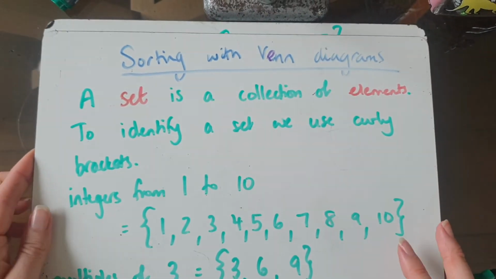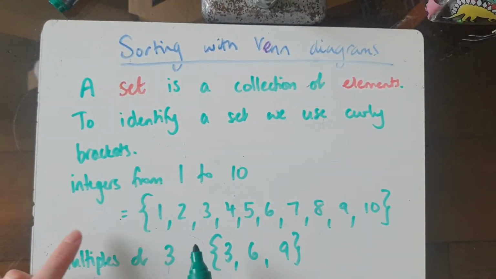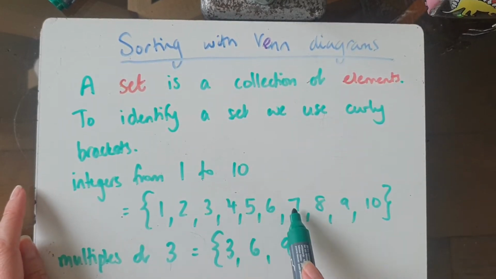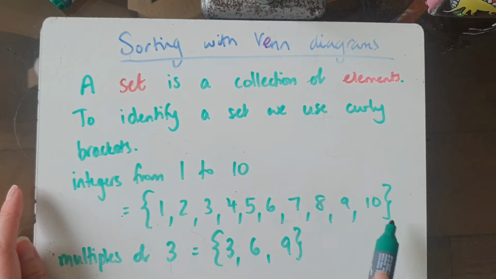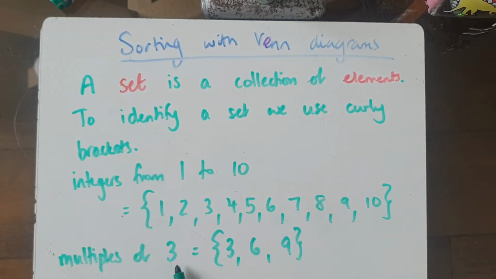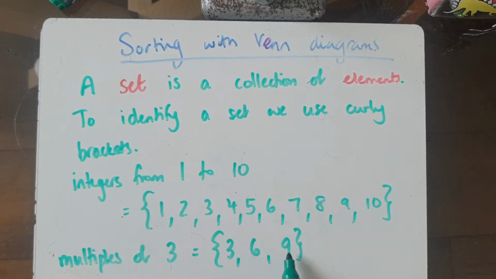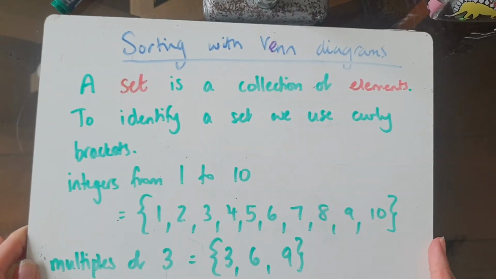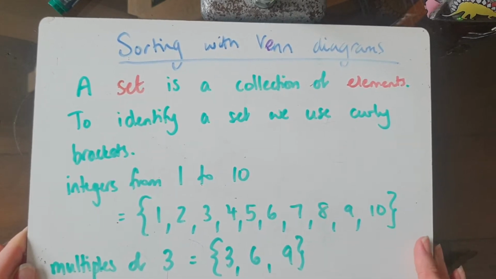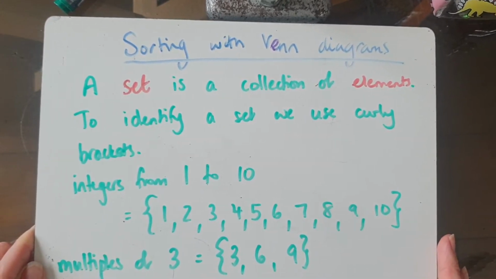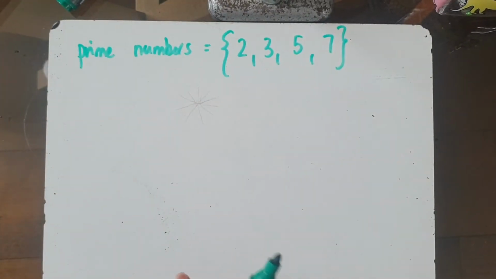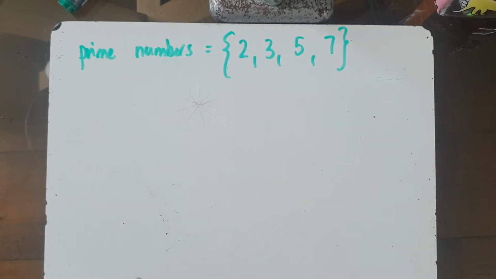So a set is a collection of elements. Here, in integers from 1 to 10, the elements are 1, 2, 3, 4, 5, 6, 7, 8, 9, 10. I can then make subsets, so multiples of 3. The elements from here would be 3, 6, and 9. And the primes would be 2, 3, 5, and 7. So pause the video, please, and make sure you've got all of this board copied down. And now make sure you've got this bit copied down.